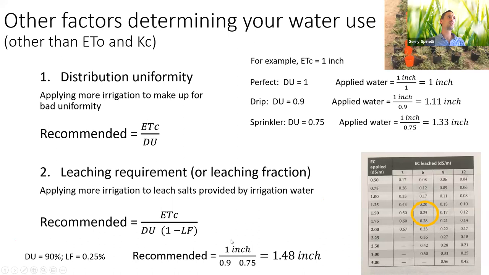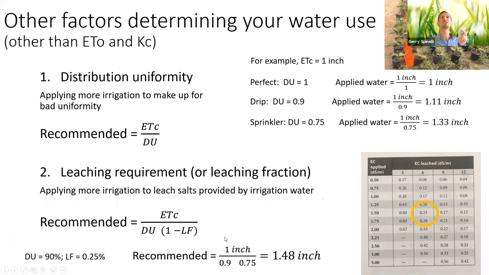Now you see that the 1 inch that my plants need as ETC, I have to divide by 0.9 because of my DU, and by 0.75 because of my leaching fraction. So even if I'm doing a relatively good job with my DU, and even if I have irrigation water that is not very salty, now I'm irrigating 50% more. I have to apply 50% more water because of these two factors.